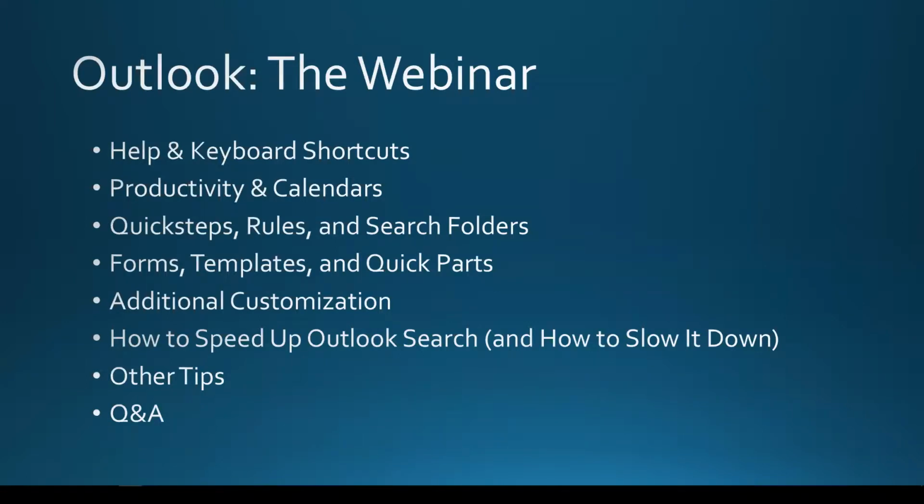Going to start with a quick overview of what we're going to be discussing today. We're going to go over some keyboard shortcuts and how to best use the help option for people who are brand new to Microsoft Outlook. We're going to go over productivity and calendars, Quicksteps, rules and search folders, forms, templates, and quick parts. We're going to look at some additional customization options. Going to look at how to speed up Outlook search and how to slow it down. We're going to touch on some other tips that don't quite fall into the categories above. And then after everything is said and done, we will take your questions.